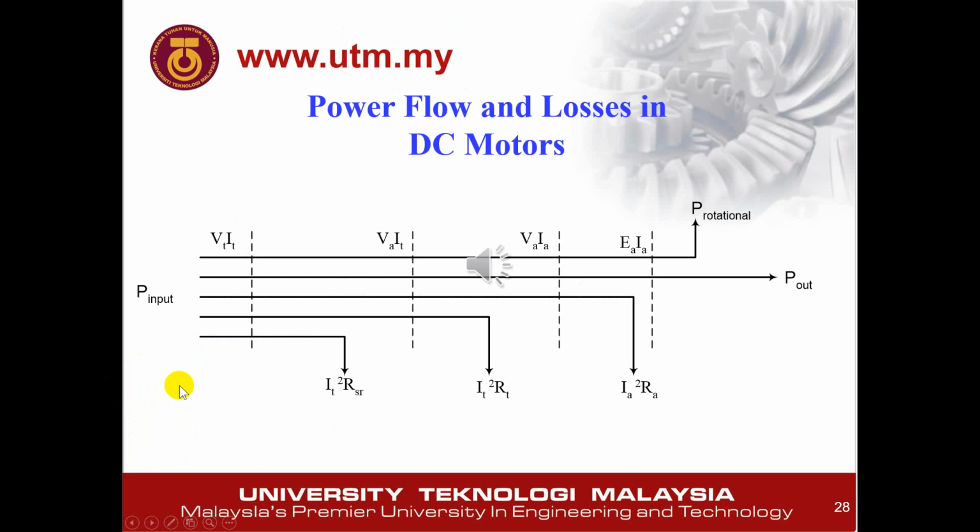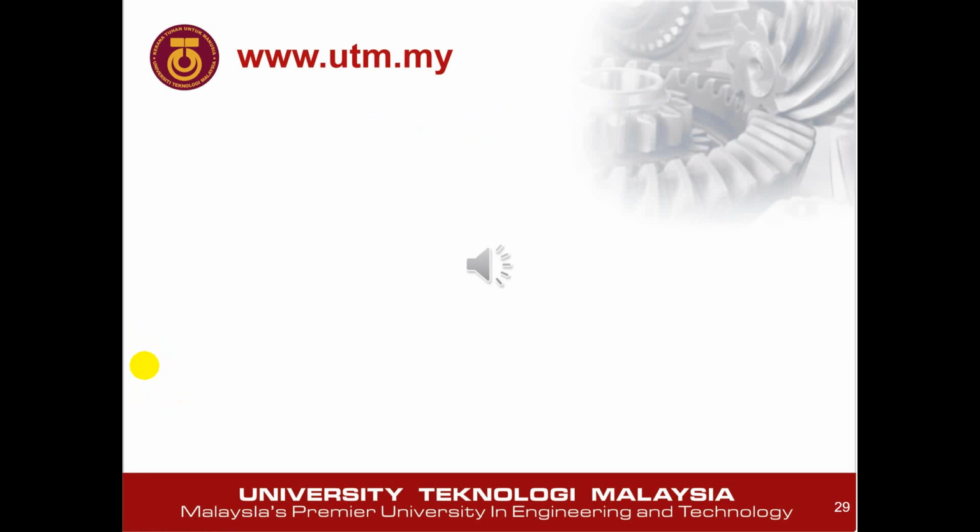So you also need to know what losses happen in the DC motor. Okay, losses in armature, losses in terminal, stray losses, and you have to know the power of the rotational and so on. So this one is much more clear. Okay, losses in the copper. Okay, this one is the losses in the winding.